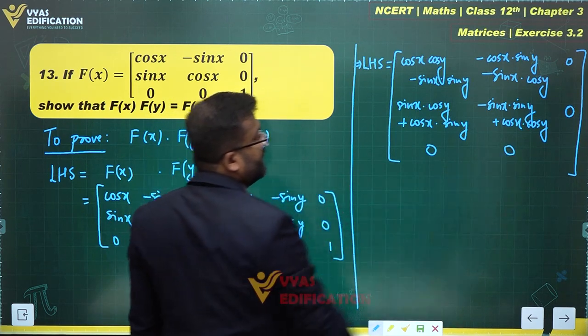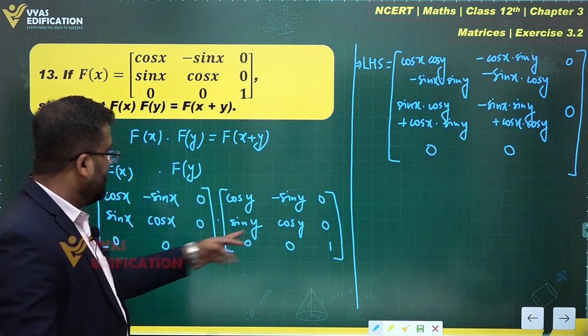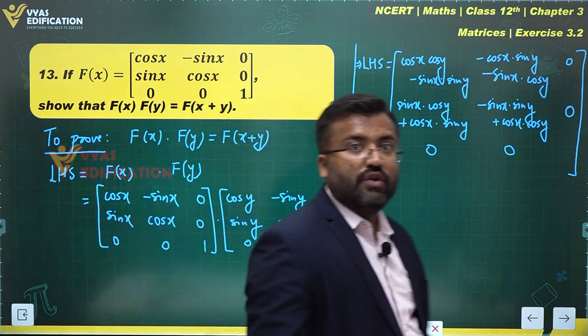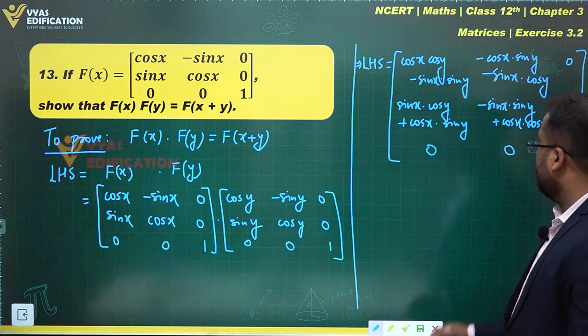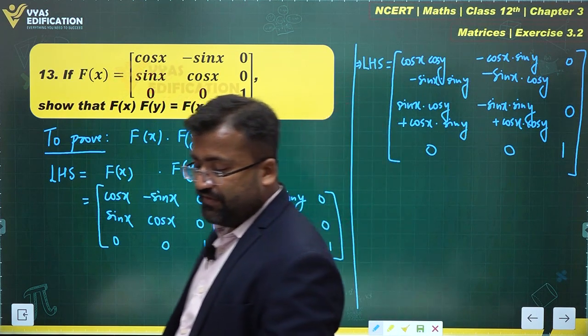That's pretty simple, right? What about the last element, the third row, third column? 0 times 0, 0 times 0, 1 times 1. What will that be? That will be 0 plus 0 plus 1. This will be 1 over here. You can observe that very easily.